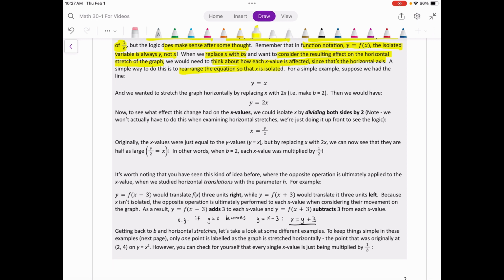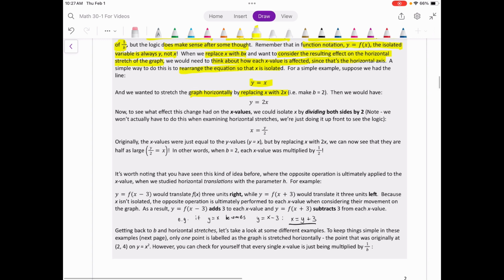So let's start out with a simple example. Let's say we had y equals x, and we wanted to stretch the graph horizontally by replacing our x with 2x. In other words, we wanted to make b equal 2. Well, what would our equation become then? Instead of y equals x, we would now have y equals 2x.